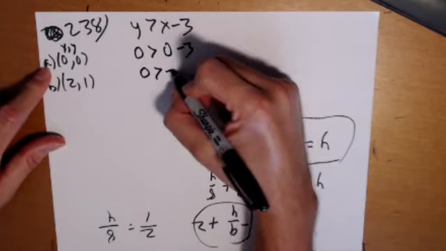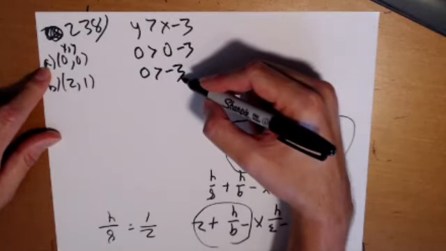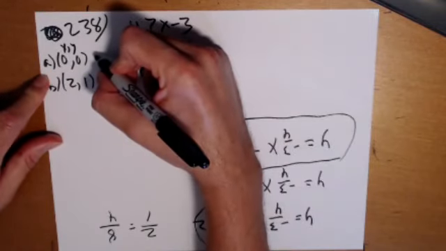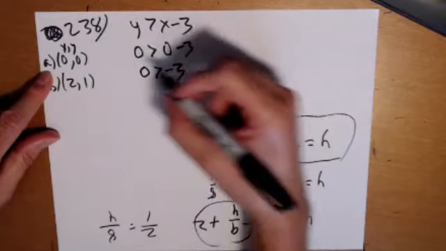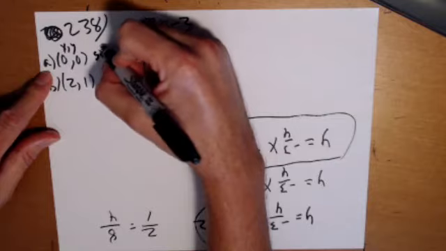Is 0 greater than negative 3? Is having no money better than being in debt? Yes, 0 is bigger than negative 3. So this is true. They're just wondering, determine whether each ordered pair is a solution. So if it's true, it's a solution. So yes, that's a solution.